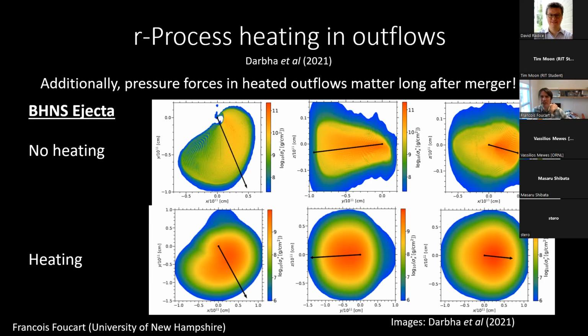Because it's all very neutron-rich ejecta, I think it's a single function of time that heats the outflow, because all of the ejecta has very similar properties.